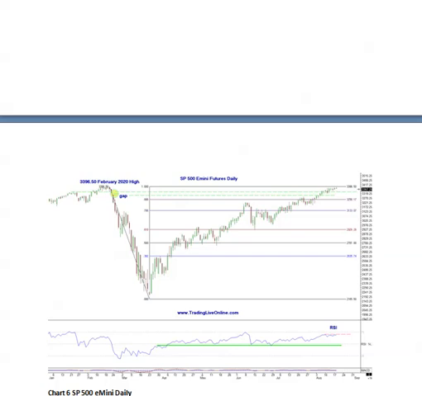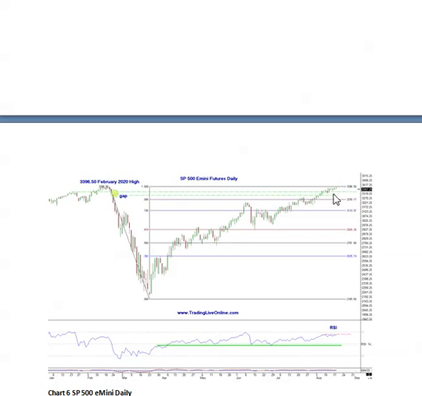So here we're looking at a daily chart of the S&P 500 E-mini futures, and you can see that we are almost up at the old highs from February. But remember, the Nasdaq exceeded these highs quite a while ago and has been the leader in the markets. The S&P has yet to make a new high.